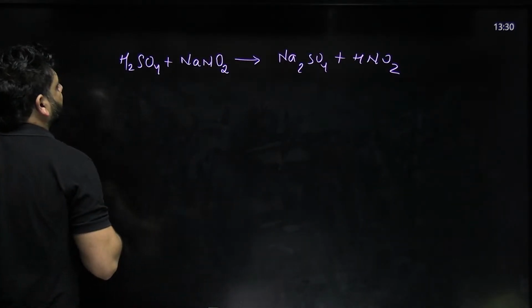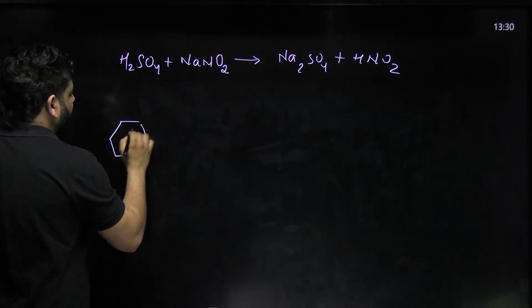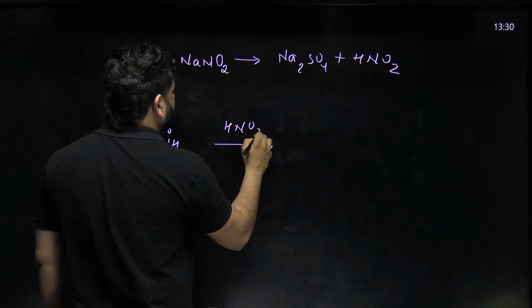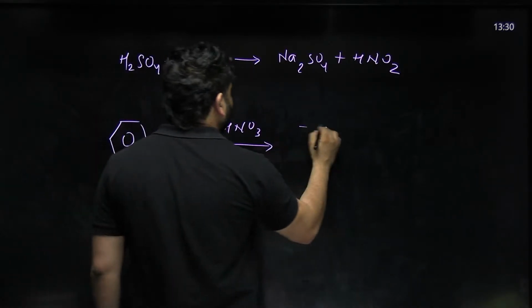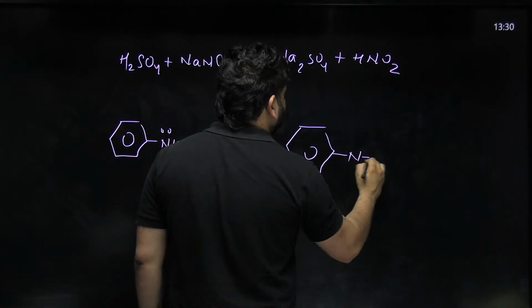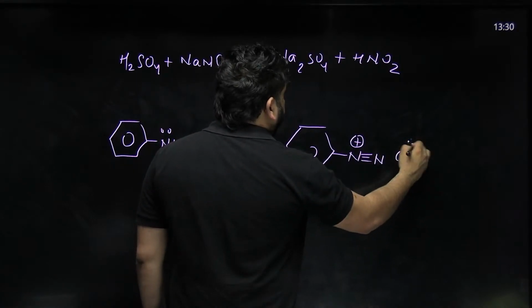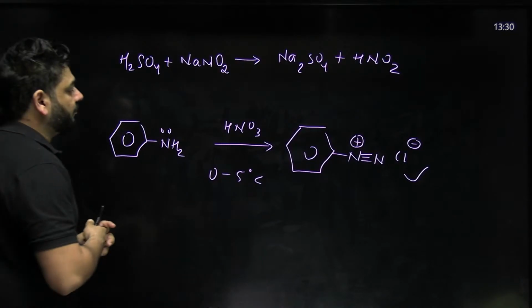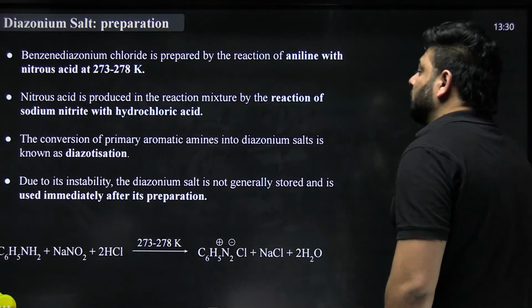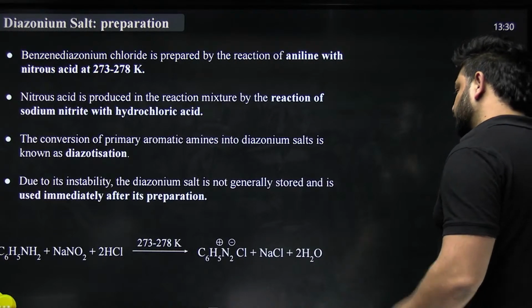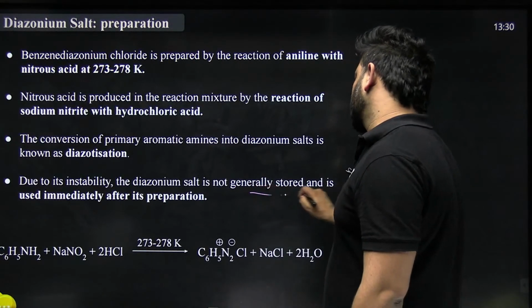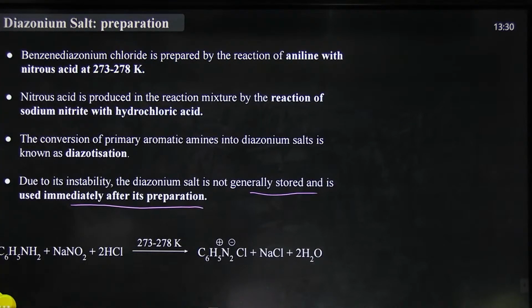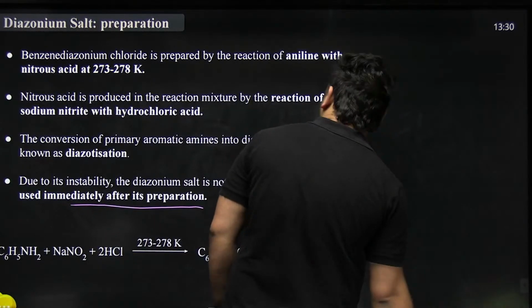The freshly prepared nitrous acid is further reacted with aniline at 0 to 5 degrees Celsius. The reaction occurs and forms diazonium chloride like this. Got it, everyone? This is your benzene diazonium chloride salt. So you cannot store this salt; it is immediately prepared in the reaction and immediately used in order to create the required product.